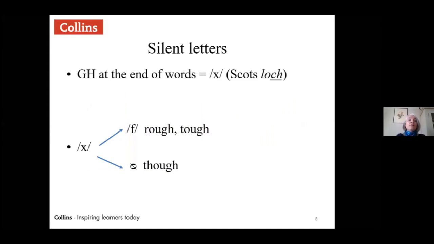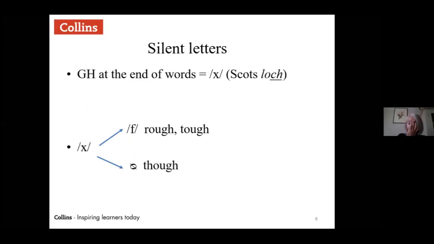Let's have a look at another one. This is GH at the end of words, and this is an interesting one because I know I've been asked about this several times by teachers in India. So GH originally at the end of words in the Anglo-Saxon period, in the Old English period, represented the sound h, which we no longer have in present day English. It exists in Scots in a word like loch, but we don't have it in English. I don't have it in my variety of English. You can hear that it's difficult for me to say.